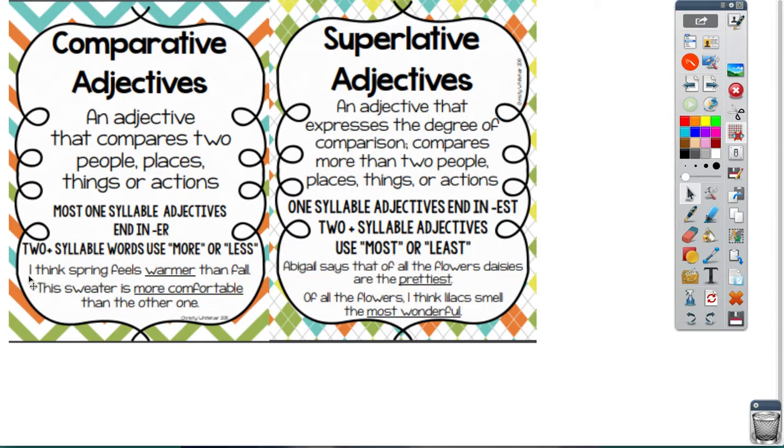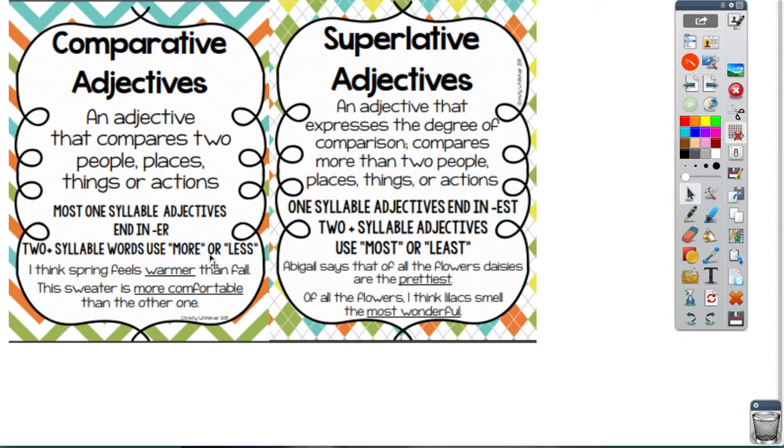Let's take a look at this example. I think spring feels warmer than fall. Two things are being compared here. Do you know what they are? That's right. It is spring and fall. The adjective that we're using to compare these two seasons is the adjective warm. And how many syllables is warm? Let's clap it out. Warm. That's right. It's one syllable, which is why we add the ER.